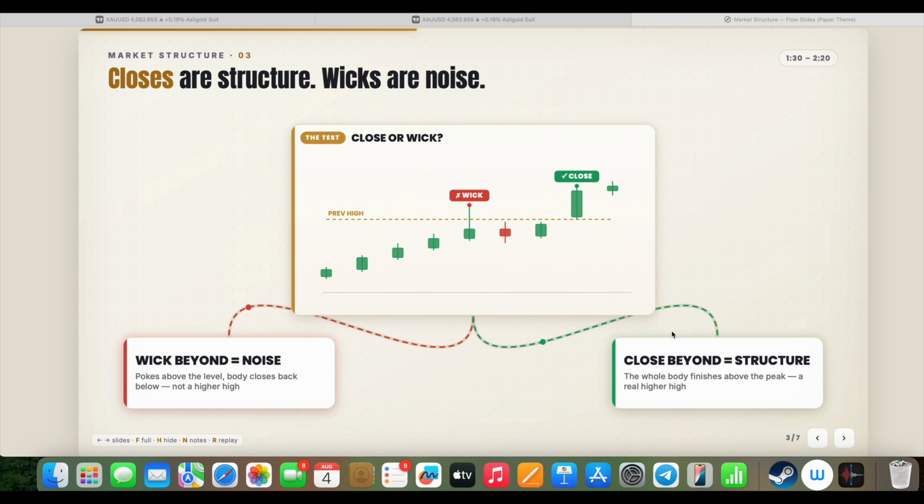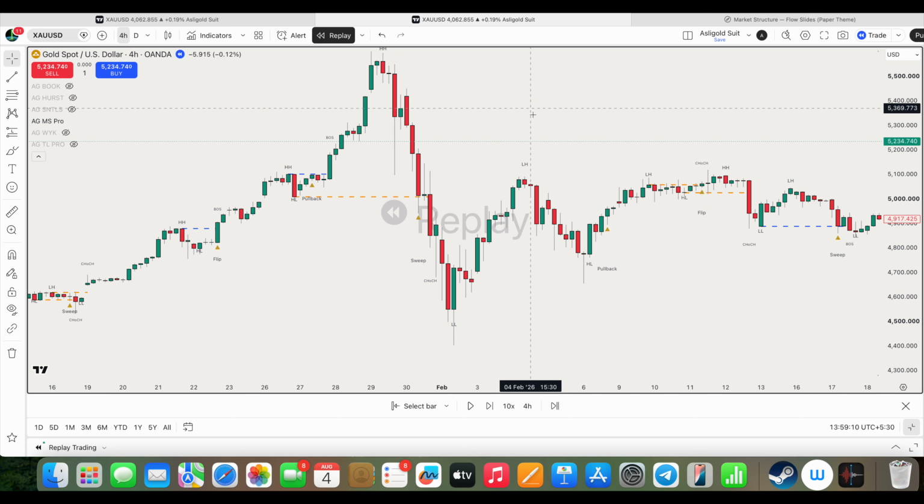That one counts. So the rule is simple, just ask one question: did the candle close above the level, or did it only wick above it? The close is the structure, the wick is noise. So get this one thing right and you are already ahead of most of the people.